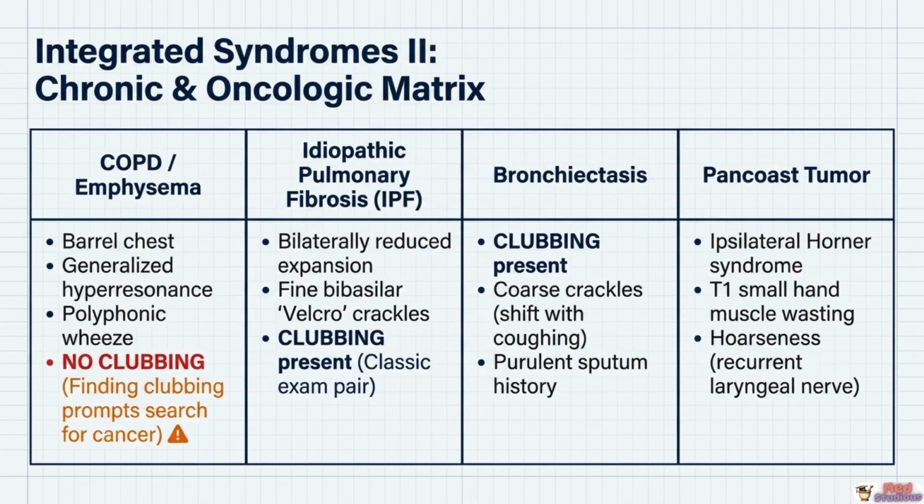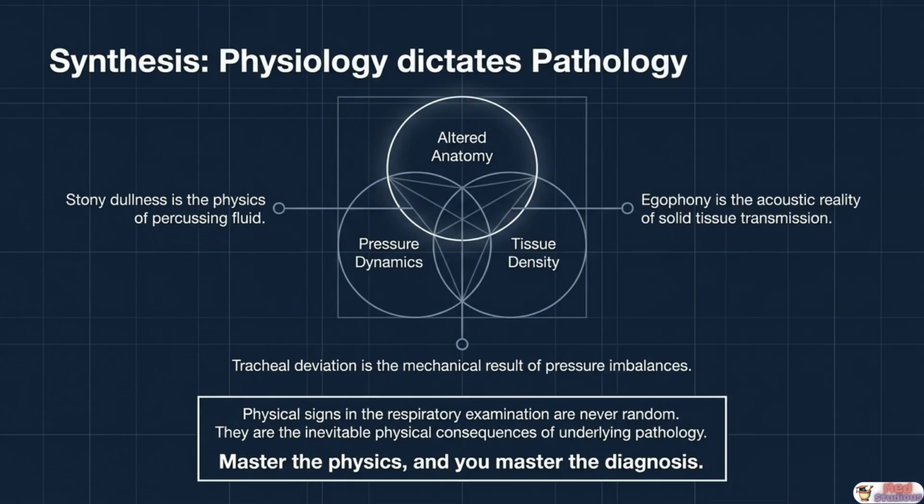Comparing these 4 conditions side by side, the presence or absence of clubbing becomes a particularly powerful discriminating feature. Its presence in COPD is abnormal and demands investigation, while its presence in pulmonary fibrosis and bronchiectasis is the expected classic finding. Every physical sign discussed throughout this examination converges on a single unifying truth. Physiology dictates pathology, and physical signs in the respiratory examination are never random. 3 underlying forces explain virtually every finding we have covered.